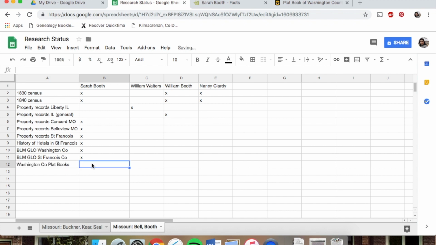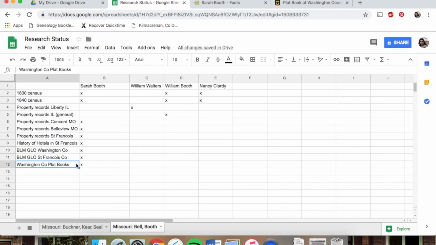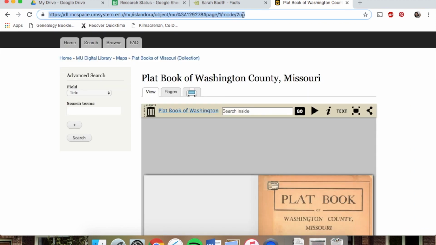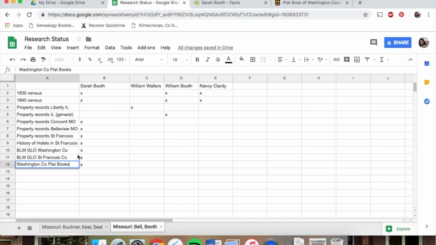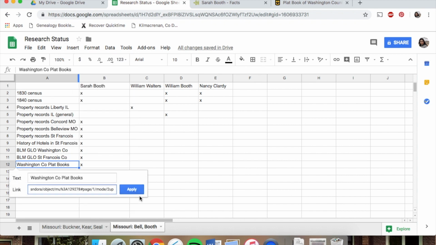Put an X there. And actually, to make this even easier on myself, if you'll notice on this one that I've already made, these link to the actual source. So I'm going to add a link here to the plat books that I found. And to do that, you go over to the link. So I'm going to copy this link and I'm going to add it here. So to add the link, you highlight the cell that you want and then you push insert, link, paste, apply.